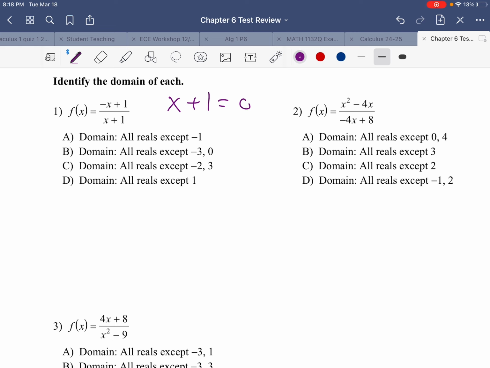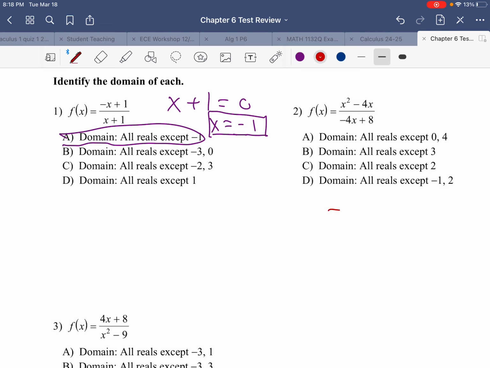So I'm setting the denominator equal to 0. I would subtract 1 on both sides to get x equals -1. So I want to say that the domain, what my possible inputs could be, are going to be all values, right? When they say all reals, we're talking about all the numbers x could be, with the exception of -1. So for 1, it's going to be a.